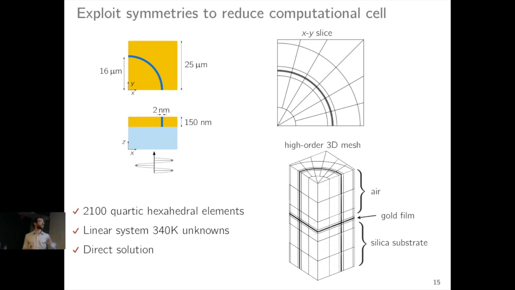Leveraging the symmetries in the system, we can reduce the computational domain to the one you have up here. And then we pursue a higher order discretization of this computational domain, where we have a 3D mesh and a 2D slice. And as you can see, since we expect a tight confinement of the fields near the gold and around the gap, we're going to concentrate the elements of the mesh to really capture the solution in those areas.